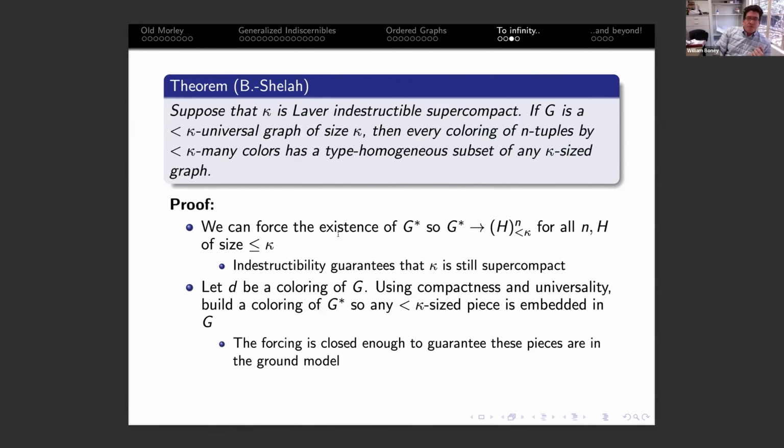And you use this, right, you know that G star is this graph that has your nice coloring results. So you port the graph over there and get less than kappa sized homogeneous sets. And the key is that this directed closed forcing guarantees that enough of these pieces are still in the ground model so you can use your universality. And you can do this for any less than kappa sized piece. And then you can use the tree property to string these together into an actual kappa sized homogeneous subset.